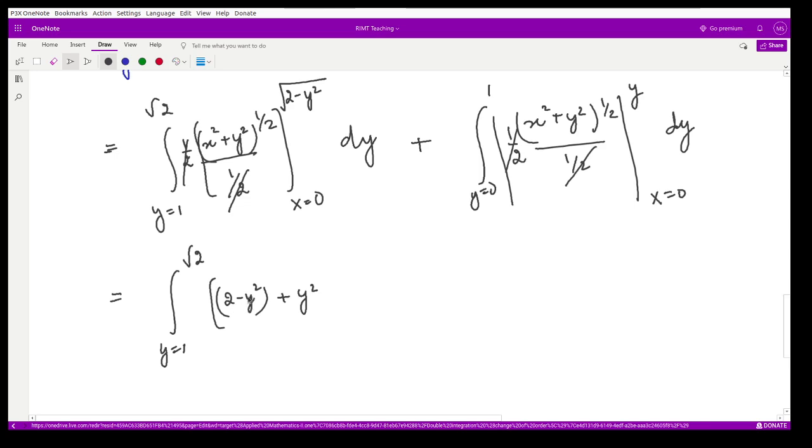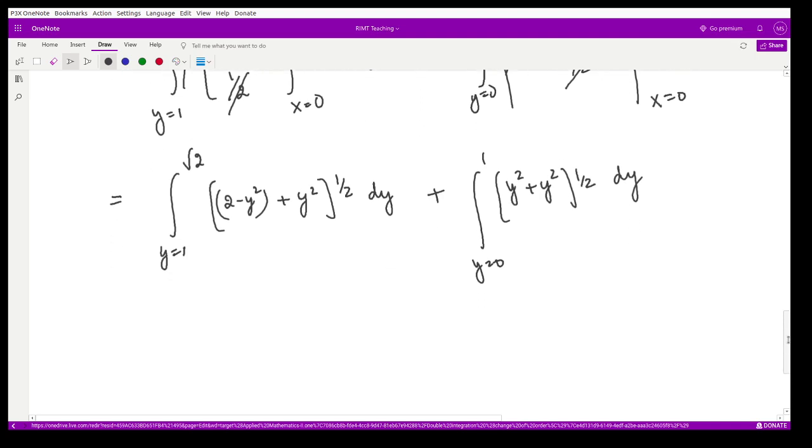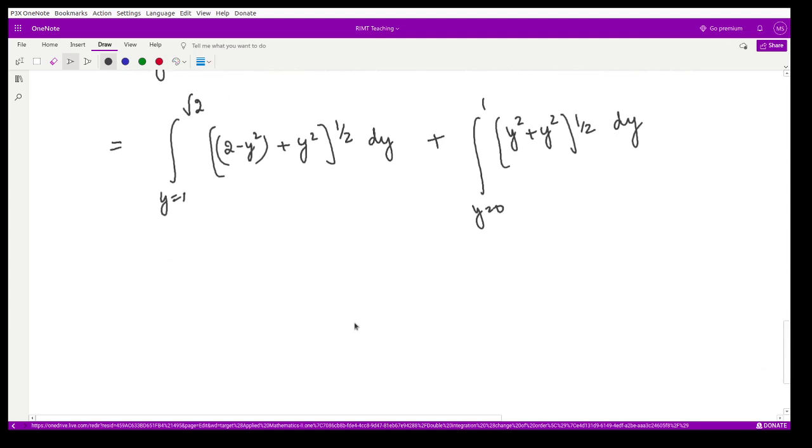So here we obtain 2 minus y square plus y square raised to power 1 by 2 into dy, and here we obtain not x square but y square plus y square raised to power 1 by 2, and the limits of integration from 0 to 1 dy. So what do you obtain finally when you take the integration? So finally you have this, the answer is equal to 1 minus 1 by square root 2. Is it the same as you obtain?